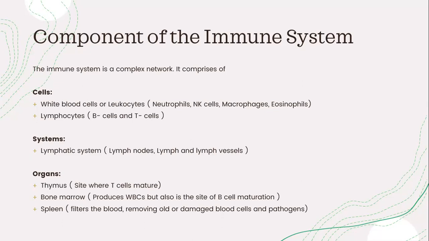Your thymus is where your T cells would mature. We won't go into the whole maturity and activation. We won't go in depth, but just for your knowledge, that is where your T cells, sorry, would mature. And in the bone marrow is where your B cells mature. And that is also the site where white blood cells are produced.